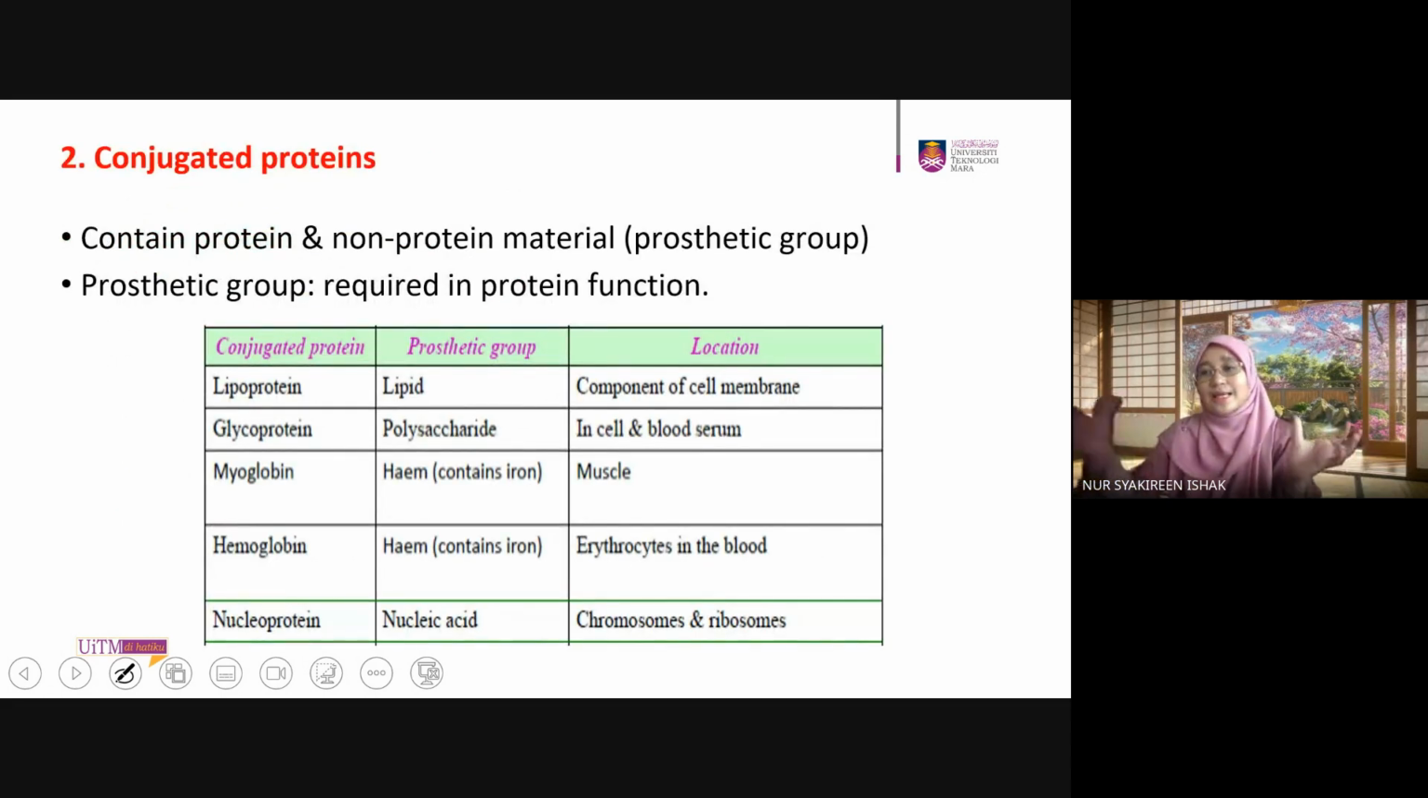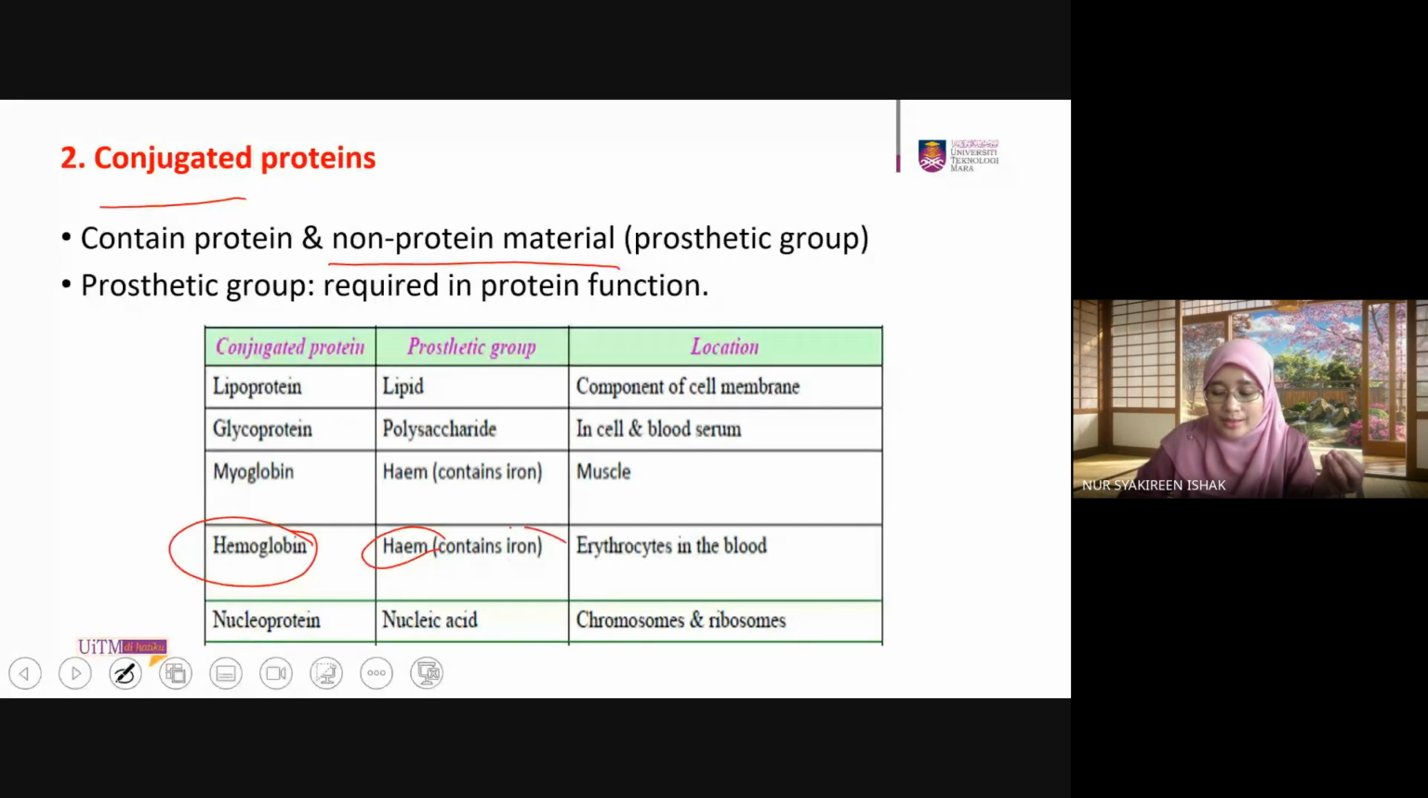So simple protein consists of only amino acids. And proteins that have other non-protein components, we call conjugated protein. The non-protein material, we call it prosthetic. Contoh tadi apa? Hemoglobin, kita ada hem, dalam tu ada iron, which functions to bind to oxygen, kan? Hemoglobin is the pigment in red blood cell, erythrocyte. We have myoglobin, similar to hemoglobin in blood, but myoglobin is in the muscle. And then glycoprotein is the combination between protein and carbohydrates.